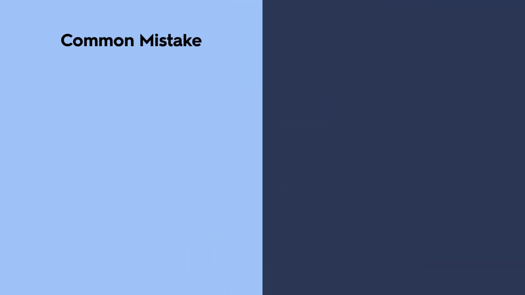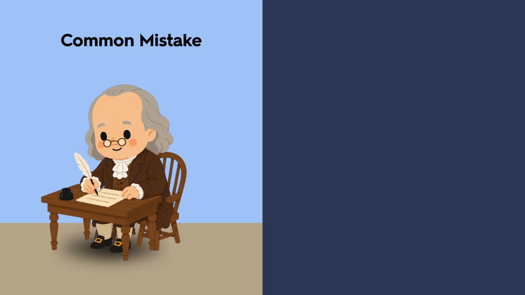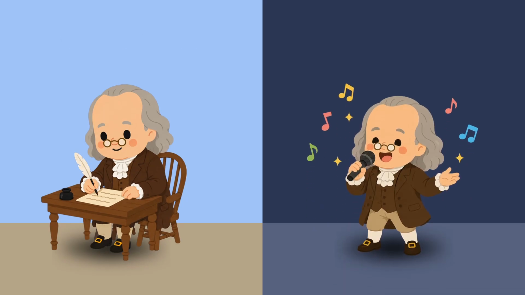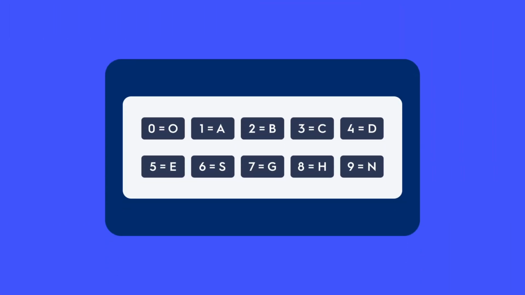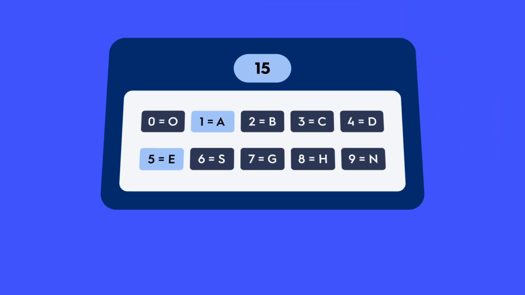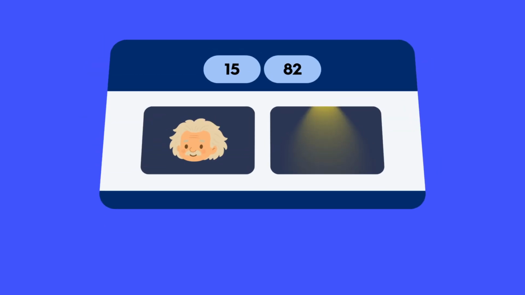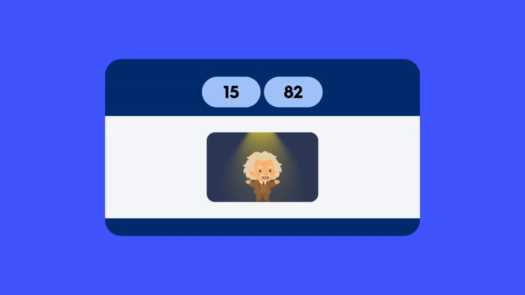A common mistake is trying to make the image realistic. Do not do that. The image should be unusual, clear, and a little funny, because your brain remembers surprising pictures better than plain lists. So far, you have learned how the code works, how number pairs become initials, and how 2 pairs combine into a memorable image.